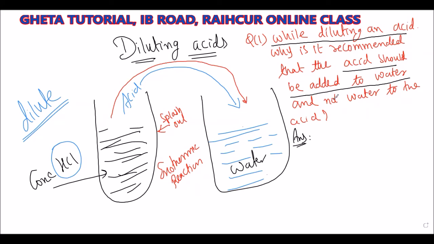Because if the acid is added to water, then heat will be liberated, but not much heat, so it will not splash the container out. But if you do it the other way, if you add water to acid, then an exothermic reaction is produced, the temperature increases and heat is released. In that case, the container will splash out and the acid will fall on your body. This will damage your body. So that is why we have to add acid to the water, but not water to the acid.